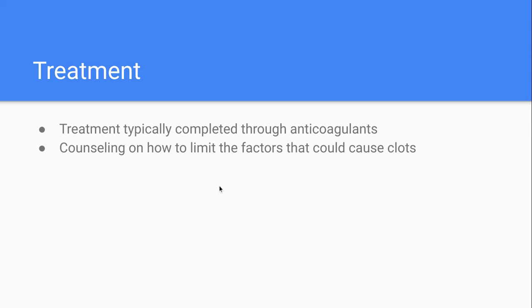And that leads to treatment. Treatment is typically anticoagulants, although this is mostly given to people who are homozygous for the mutation, as they are more likely to get the severe symptoms, eightfold. And for those that have only had one bad clot formation, or are heterozygous and haven't had any symptoms, they do give counseling on how to limit the factors that could cause clots.